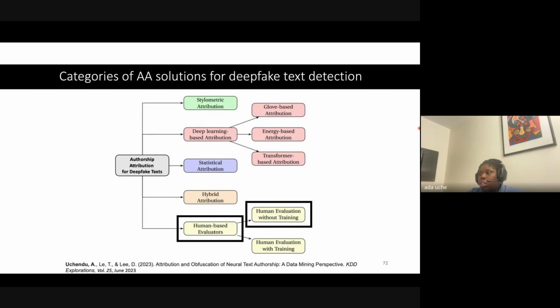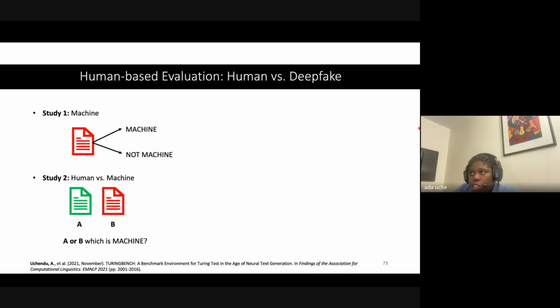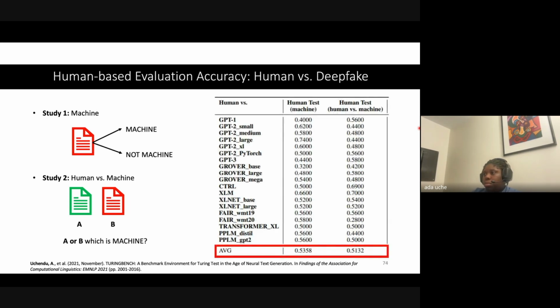So we look at without training. We did two studies. One, given a text, is it written by machine or not? That's what we asked the humans using Amazon Mechanical Turk. And study two, given two texts, A and B, one is human written and one is machine generated. Which one is machine generated?